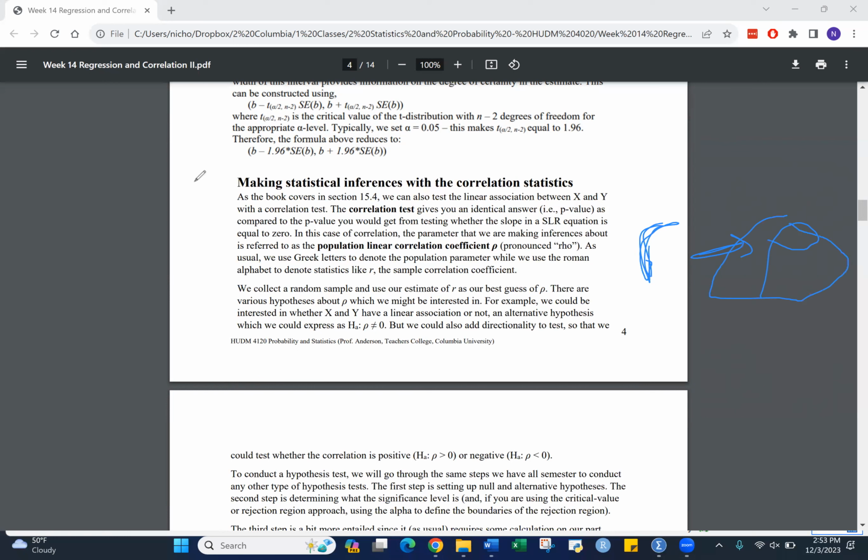So if that's what we want to make inferences about, how do we do that? Well, we'll first say that there's a few different types of inferences you might be interested in making.